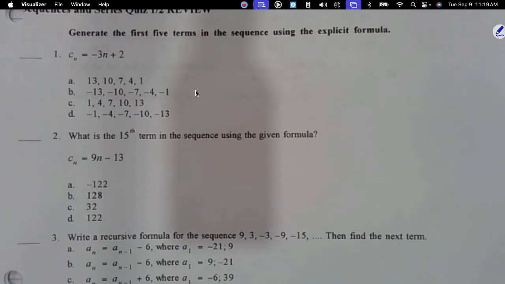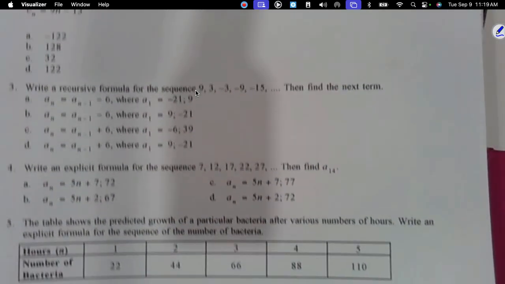Okay, first 2 problems. See, aren't you glad we're doing this as a quiz? It's not difficult, I don't think. I'm trying to give y'all an easy quiz.